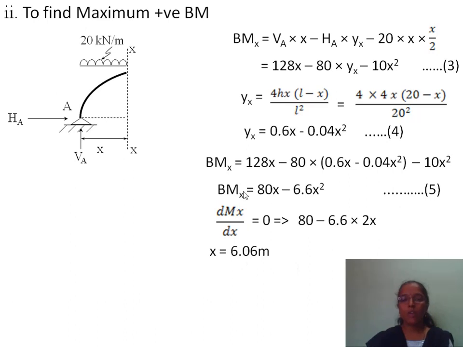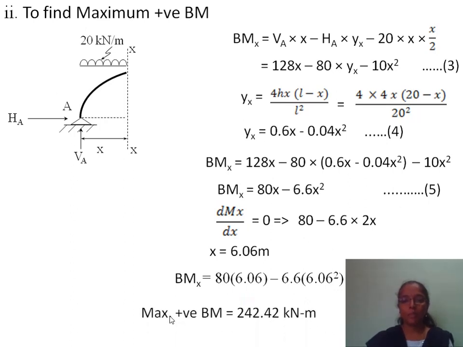Substitute this value of x into equation 5. So the bending moment at x is equal to 80 into 6.06 minus 6.6 into 6.06 square. So that will be equal to the maximum positive bending moment, which is 242.42 kilonewton meter. That is the position and magnitude of maximum positive bending moment. Next, let us take up maximum negative bending moment.